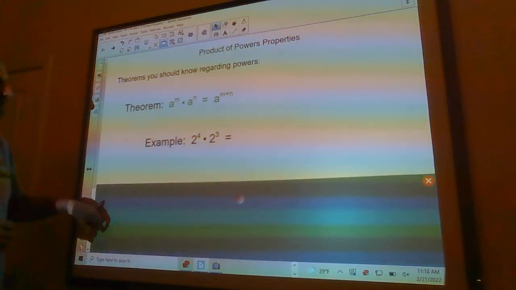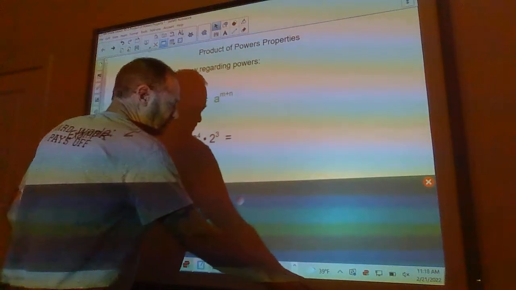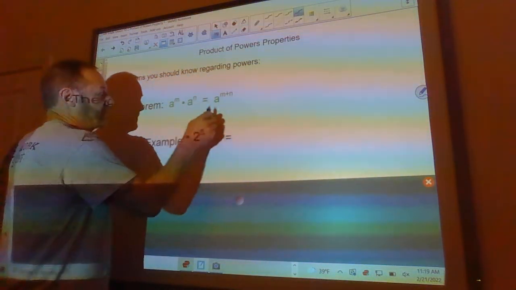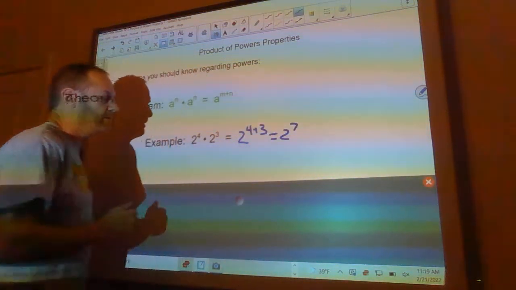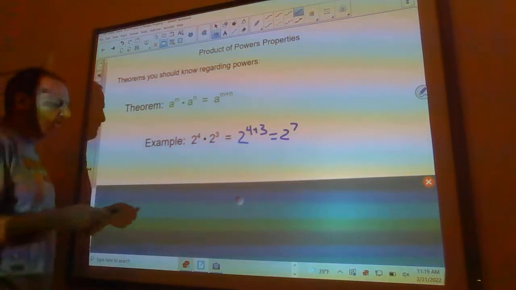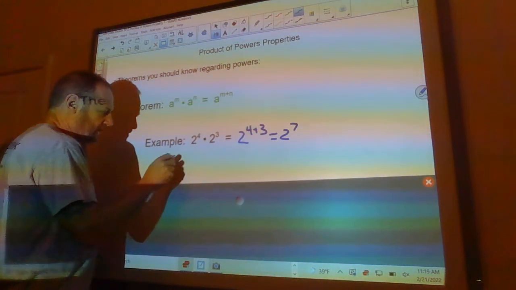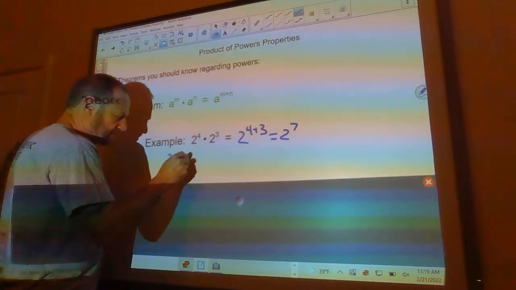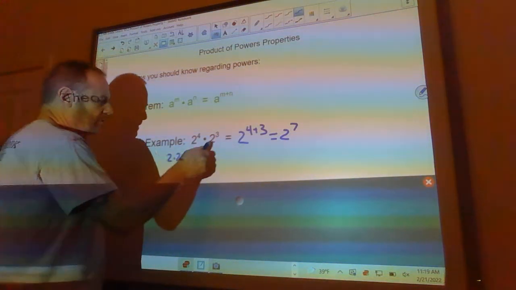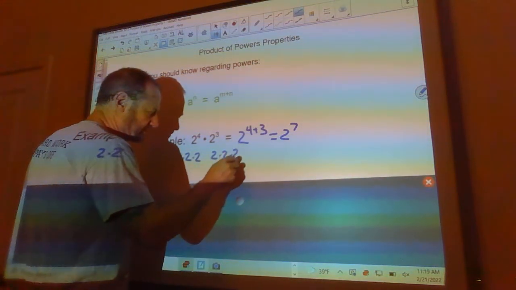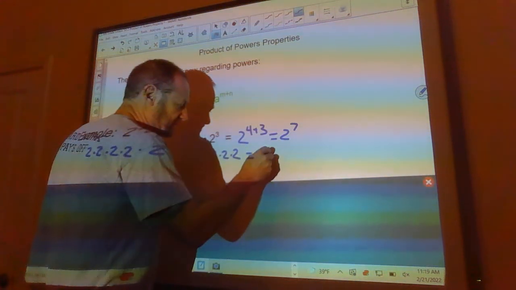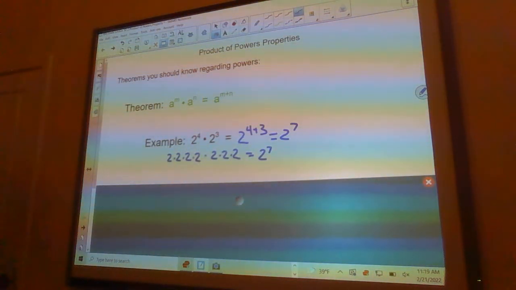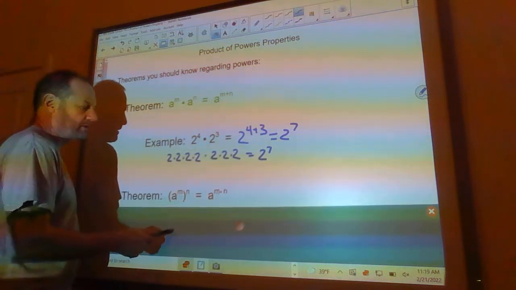Well, we're going to look at an example here, 2 to the 4th times 2 to the 3rd. According to this theorem, that would be 2 to the 4 plus 3 power, which would be 2 to the 7th power. So, how does that work? If we look at this part right here, this just means 2 times 2 times 2 times 2. And this part means 2 times 2 times 2, and then we're multiplying those together. Well, that's just 2 seven times, or 2 to the 7th power. Okay? So that kind of shows you how that works.